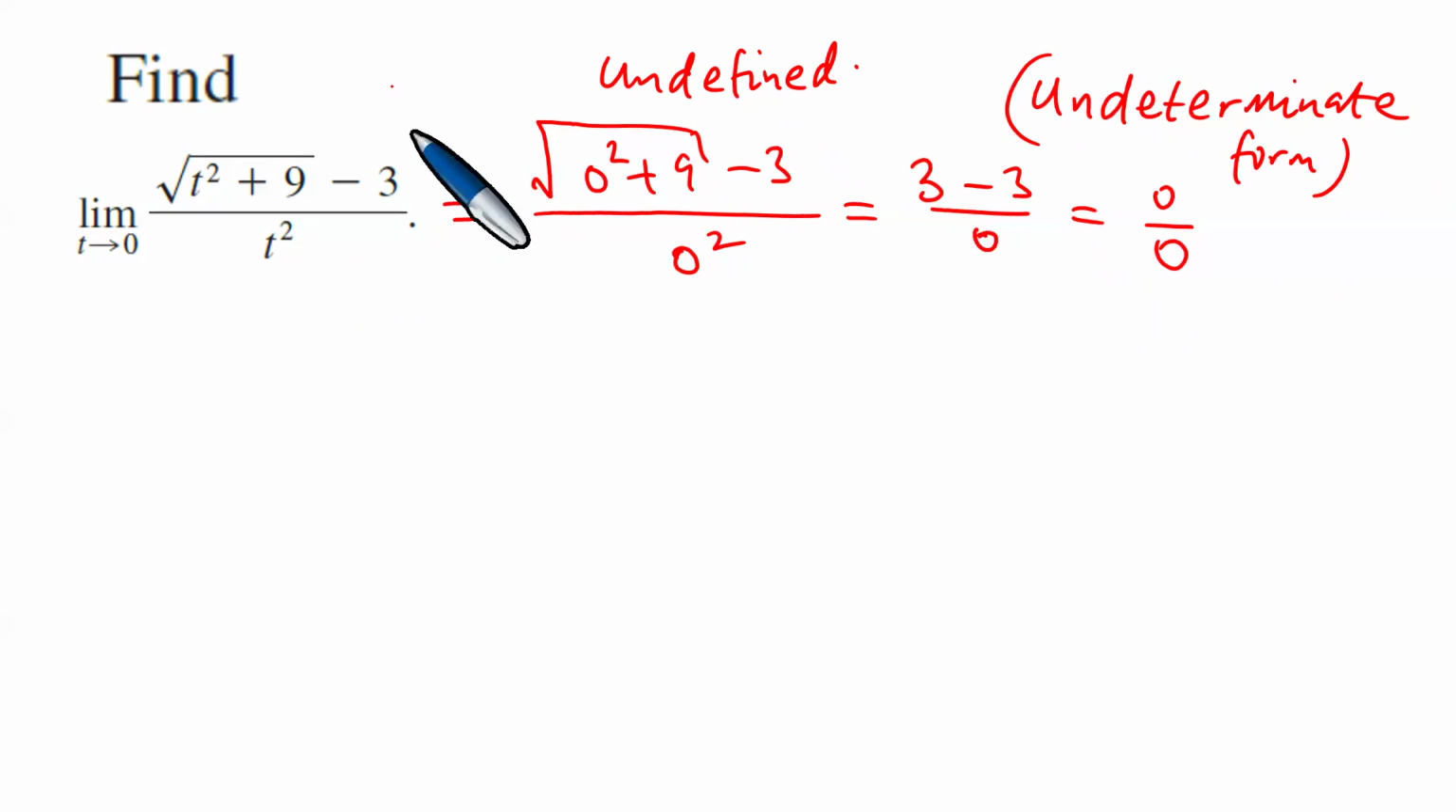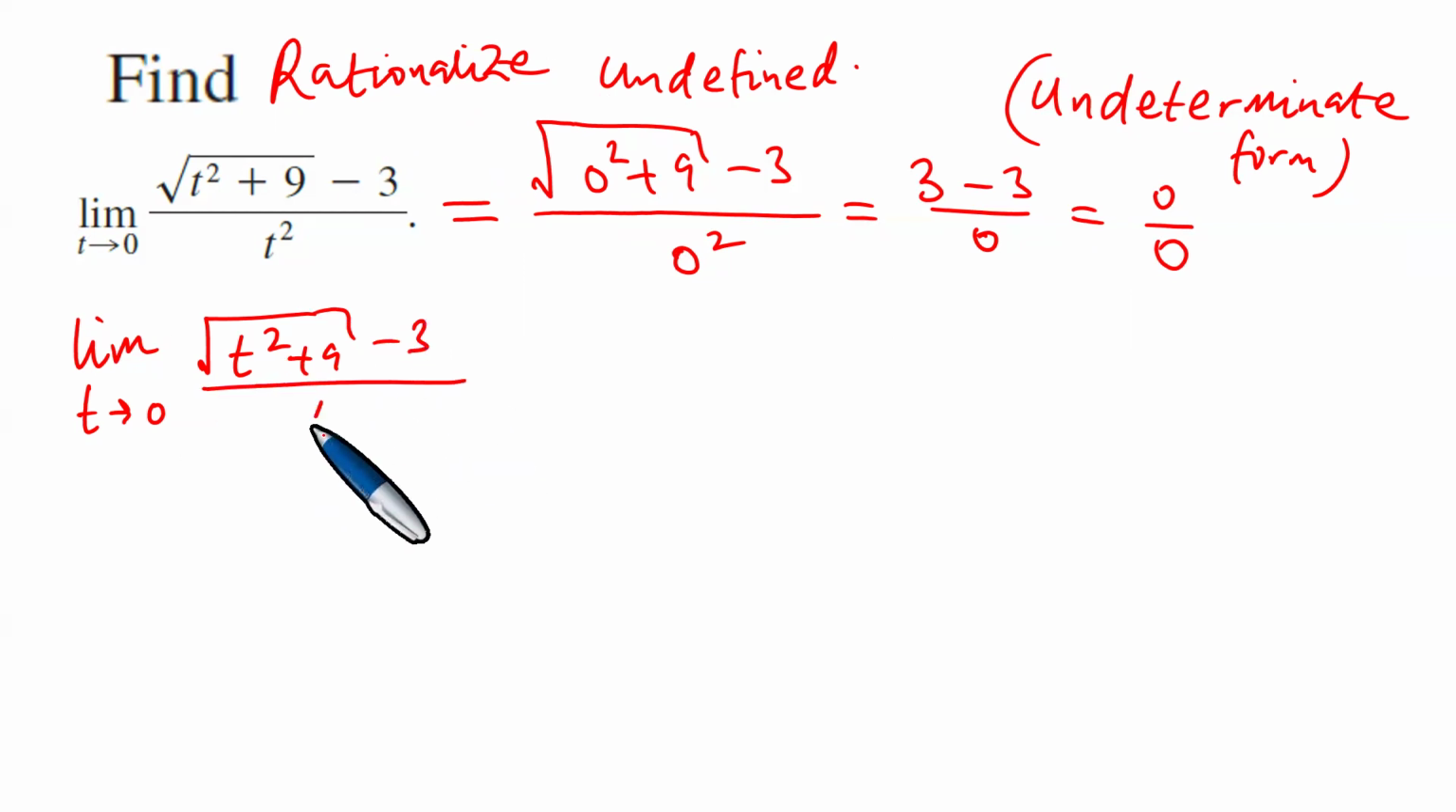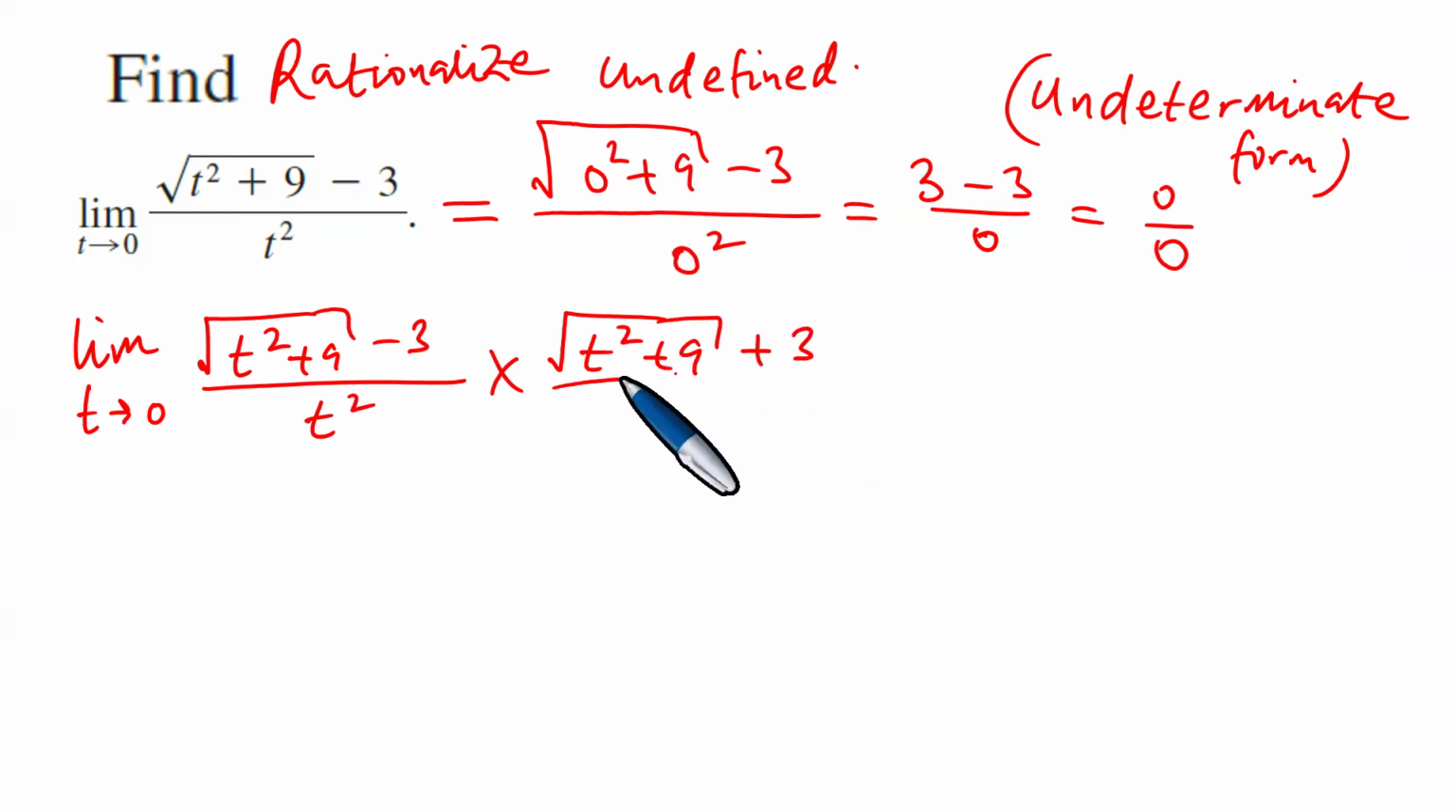What do we do? We proceed to rationalize. How do we rationalize? To rationalize, we take the limit as t approaches 0 of the square root of t squared plus 9 minus 3, divided by t squared, multiplied by the square root of t squared plus 9 plus 3 divided by the square root of t squared plus 9 plus 3. And this is exactly what we're getting.